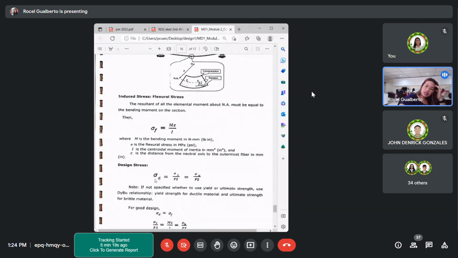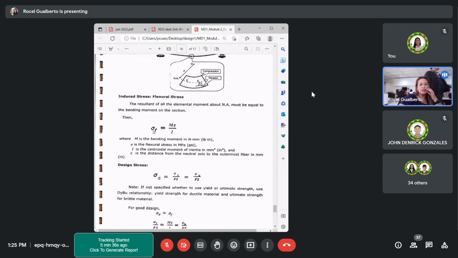So we use here sigma. Bakit po sigma? It is because your induced stress is in a form of sigma. Kung ano po yung atin na induced stress, yung pong design stress, ganun din po dapat na form. Dapat po parehas po sila.